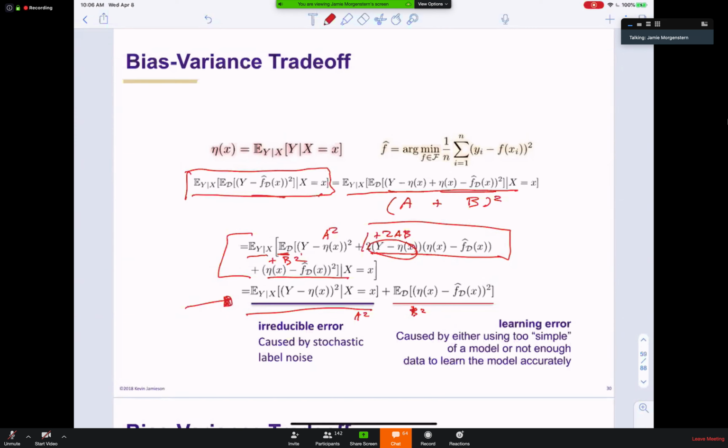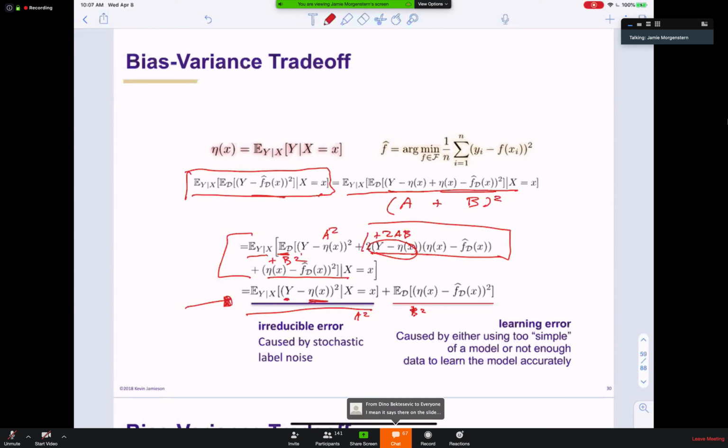And let's try to interpret these. This first one is saying, let's look at y minus eta x squared given x equals x. That has nothing to do with our f hat at all. We pick a particular x, we condition on it, and we look at the distribution over y, right? Eta x is just some number. It's equal to the expected value of y given x.